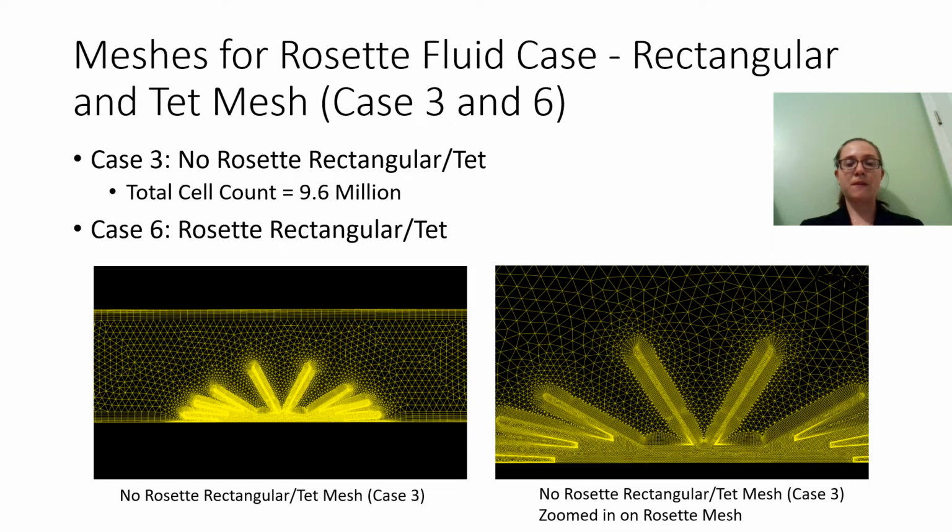Then, for cases 3 and 6, we used a rectangular and tap mesh, where the rectangular block was meshed using the same meshing scheme seen in the preliminary rectangular baseline mesh, where it was all quad mesh and all rectangular. Then, the cylindrical and rosette geometries were meshed using tap meshes. The total cell count for this mesh came out to be about 9.6 million cells. In case 3, we had no rosette, and in case 6, the rosette was present.